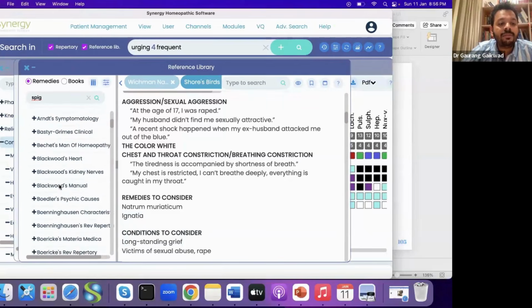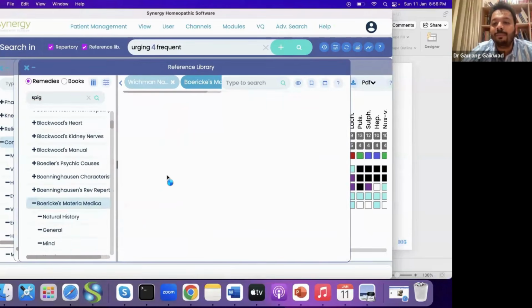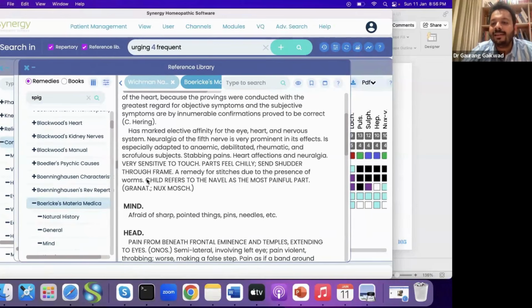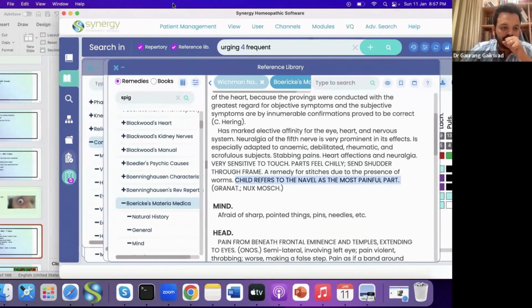And well, that's the famous keynote of Spigelia by Boericke. Let's see what Boericke writes as a last line in generalities. He writes, child refers to navel as the most painful part. Remember this massive keynote. Many, many colics around the navel with history of worms. Remember, history of worms is a very important thing you want to consider. Never forget this magical acute remedy, the Spigelia anthelmintica. So this is another interesting experience about the ophthalmic case.